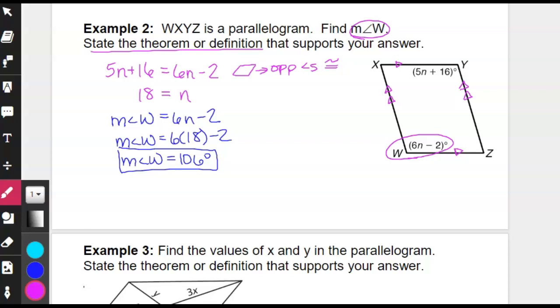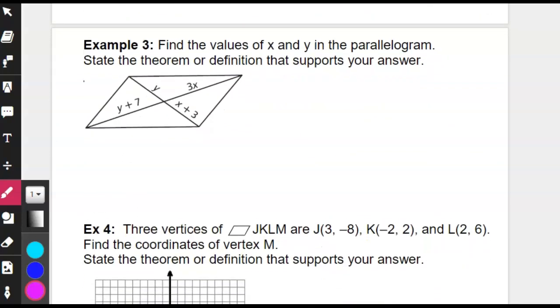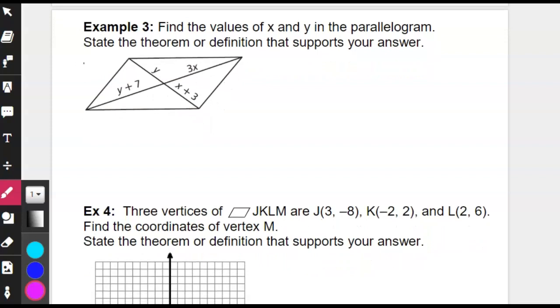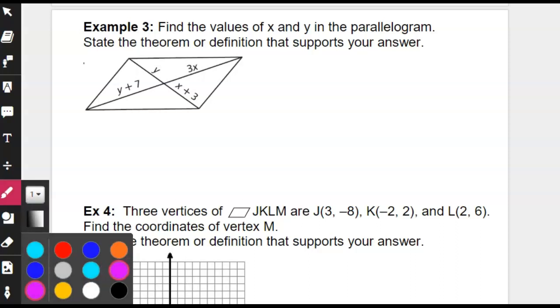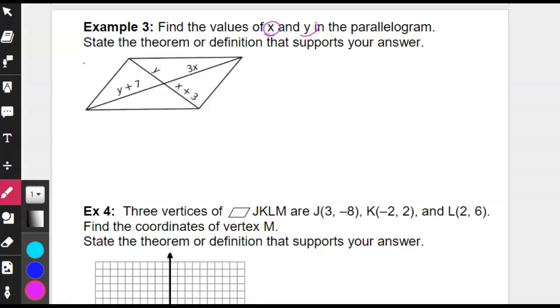Okay. So I'm going to go to example 3. Example 3 is a little bit more difficult. Notice that instead of having just the sides, it also has drawn the what? What are those things that are extra? It has the diagonals, right? It says find the values of x and y. So that's what I need, x and y. In the parallelogram, so this is a parallelogram, all of my properties from the first page of notes apply. Let me go ahead and draw my parallelogram stuff.